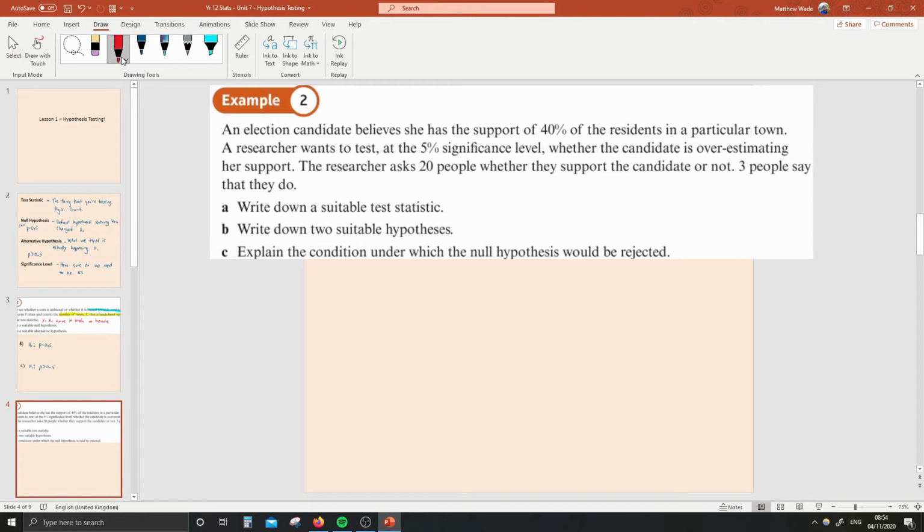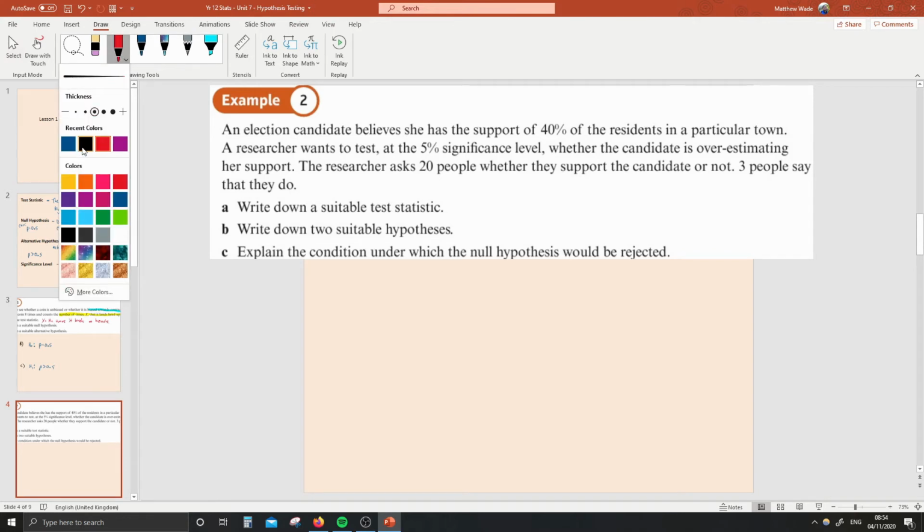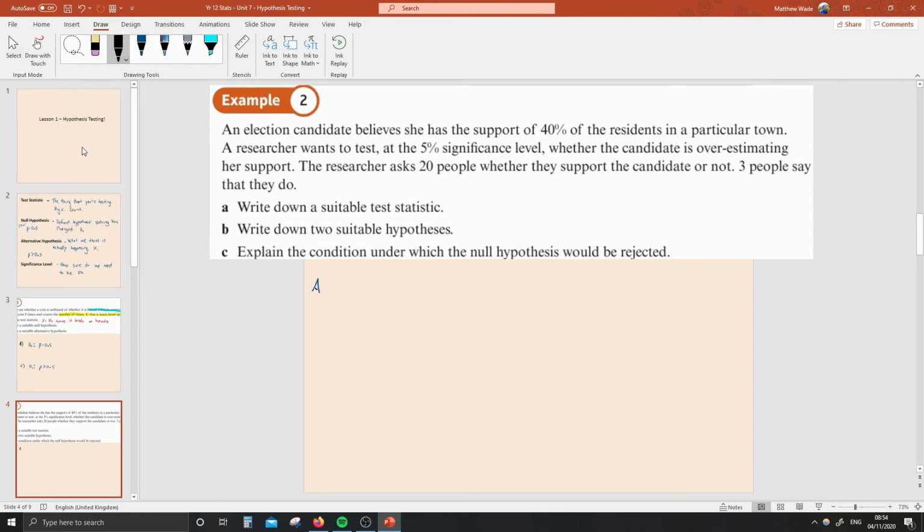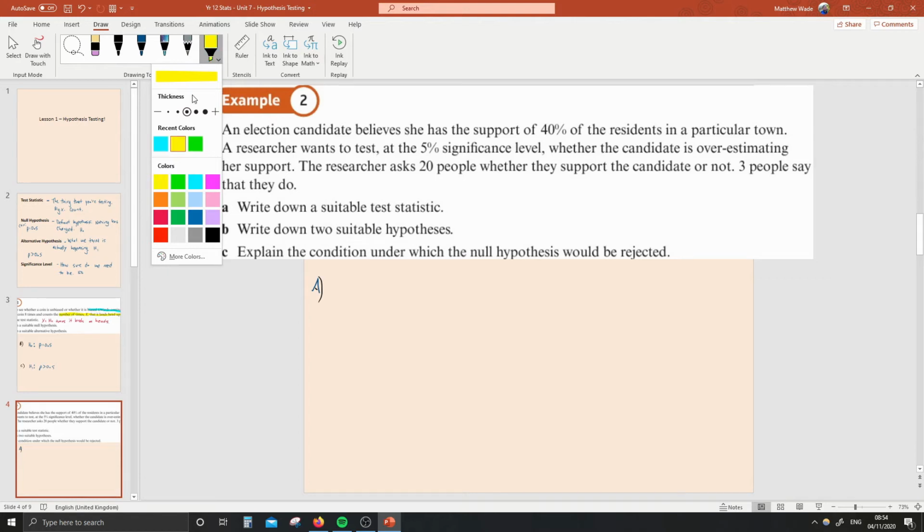Okay, so here we go, buddies. Write down the suitable test statistic. Let's do it. Oh, there we are. A. Write down a suitable test statistic. So what are we going to try to write down as our test statistic? What's that counting thing that we're on about?